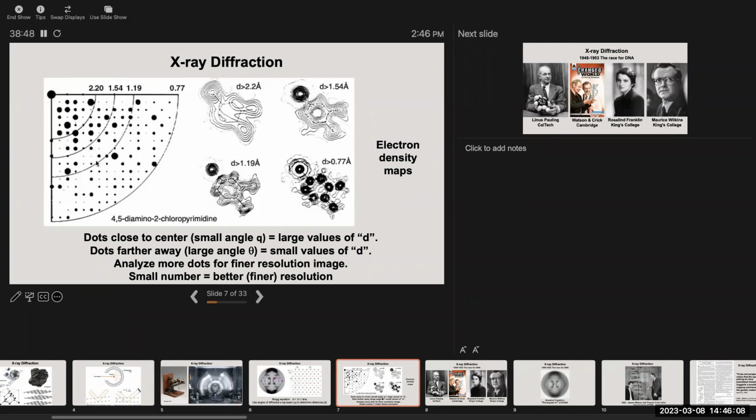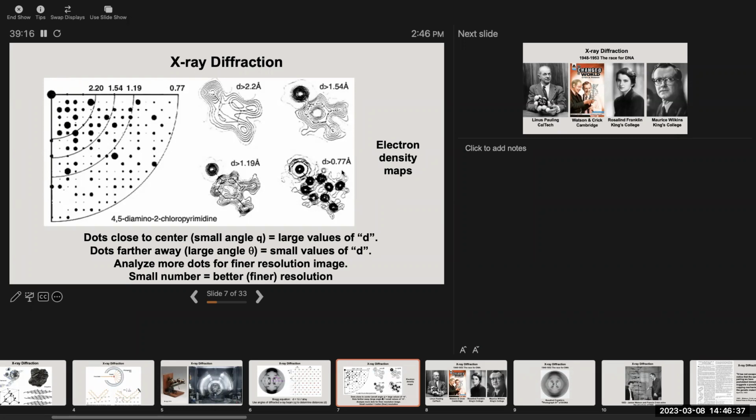Same thing, you go out, analyze more dots, you'll go all the way up here to 1.19. You get an even more detailed map with finer resolution, where we can now see the structure of the molecule at a resolution of 1.19 angstroms. And then finally, when you analyze all of the dots in this case, we get a really, really detailed map of where the atoms and electrons are located at a resolution of 0.77 angstroms.